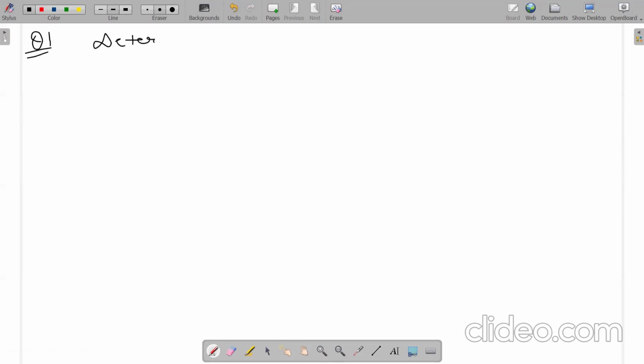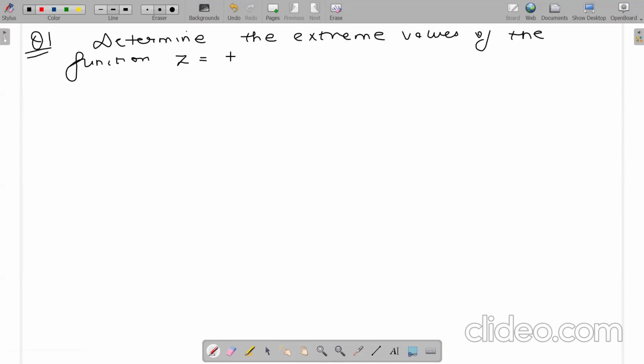Determine the extreme values of the function z, which is equal to x square minus xy plus y square plus 3x minus 2y plus 1. So we are given this function and students can clearly see it's a function in two variables x and y.